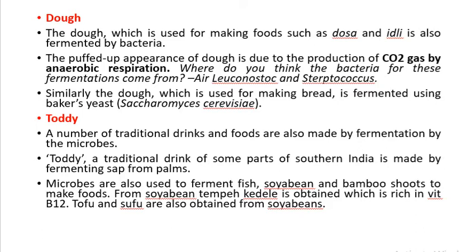Such an example is soya bean. When we ferment soya bean, then after fermentation the food becomes rich in vitamin B12. Tofu and sufu are also obtained from soya beans, and they are a good source of nutrition. So these are some examples where microorganisms are useful for the preparation of food as well as beverages, and thereby they also increase the nutritional quality of the food by adding vitamin B12, as well as other nutritional values.